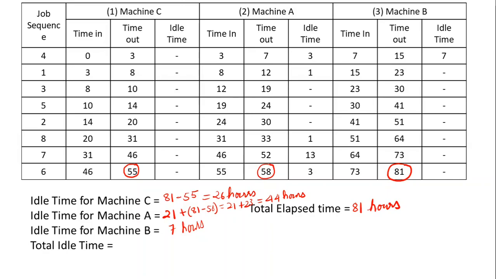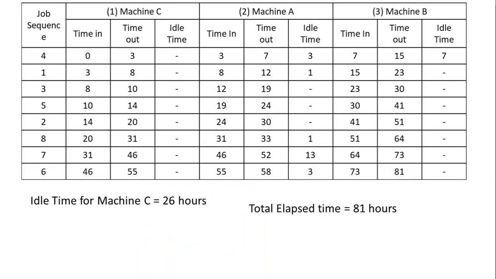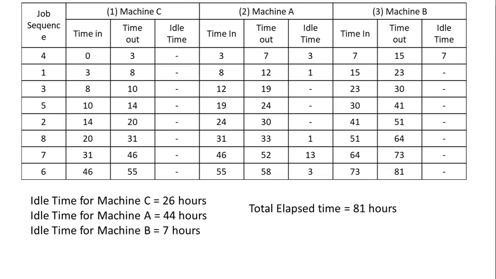And the last one that we have to find is the total idle time. Calculating the total idle time is not going to be that difficult. We have to just add all the idle time for each and every individual mission. So basically it is 26 plus 44 plus 7, which is 77 hours. So this is the idle time for the entire process. Okay, so this will give the basic idea of how the problem can be solved.